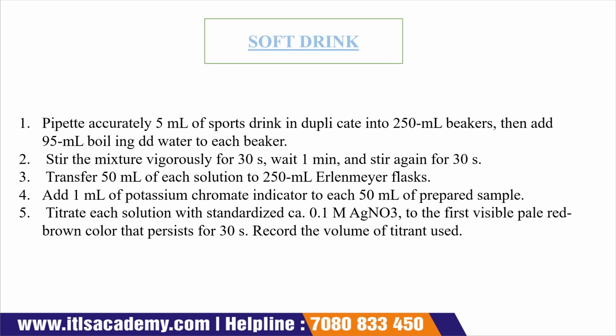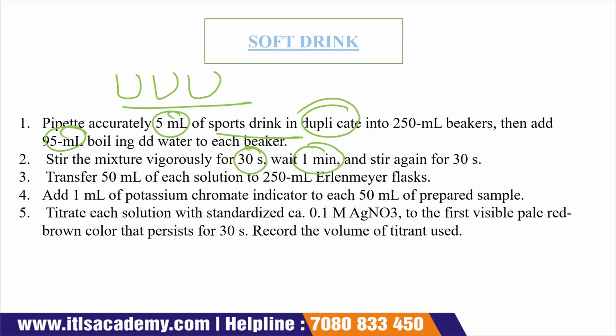Now the next one is your soft drink. Again, you have to take 6 beakers. In each beaker, you have to add 5 ml of sport drink. Here he is performing it in duplicate; you can perform it in triplicate. Now you have to add 95 ml of boiling deionized distilled water in each beaker, stir it for 30 seconds and wait for 1 minute, and again stir for 30 seconds. Now you have to transfer 50 ml of solution into an Erlenmeyer flask.